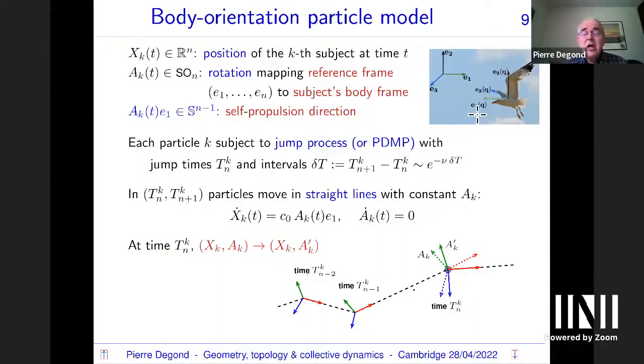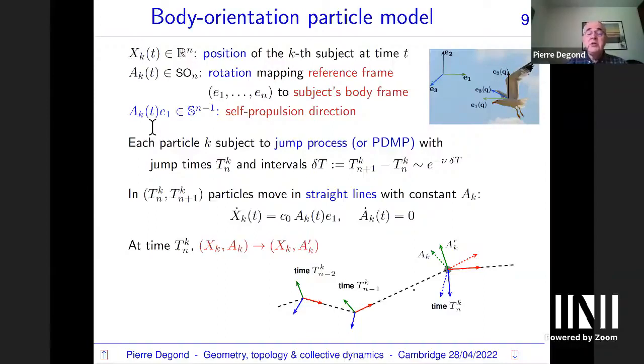I will call, so to forget about the Q, the E1, E2, and En is the reference frame, and the subject body frame is the image of these reference vectors by the rotation AK. So for the first vector, AK of t E1 is going to be the self-propulsion direction. So in this frame, there will be a preferred vector, the first one, which will be the direction of self-propulsion. So now what is the dynamics of the subject?